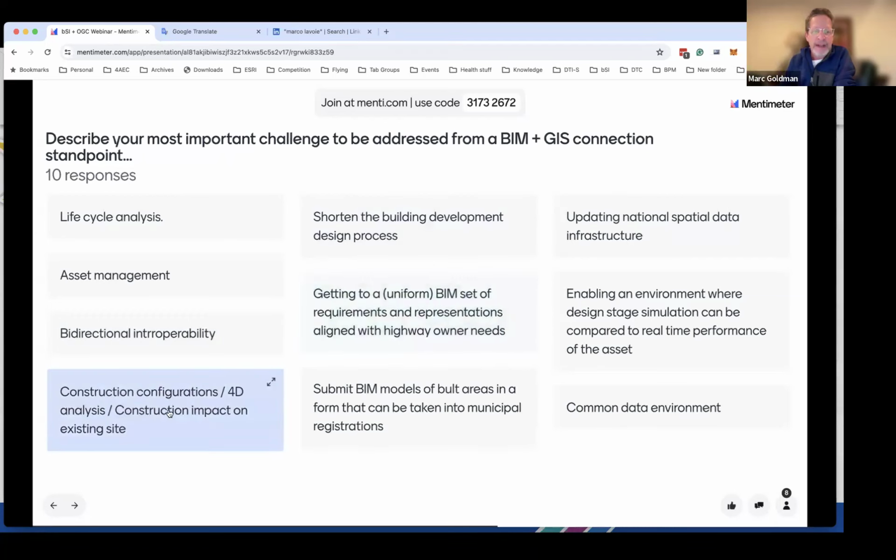You'll see some very tactical and pragmatic ideas around simulation, construction simulation, 4D analysis, and creation of a common data environment that would be BIM and GIS. I like to think of this more as connected data environments than necessarily a common one, which is a term I use. But this is great feedback on top of the use cases that are already being organized.